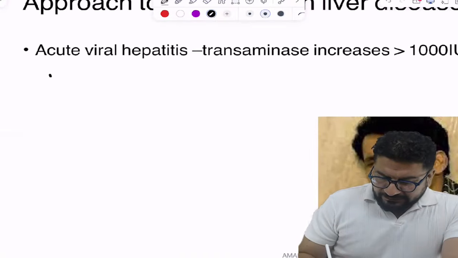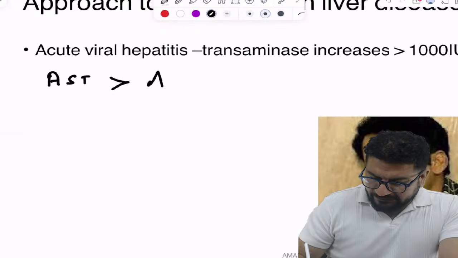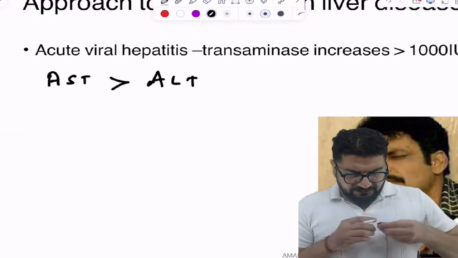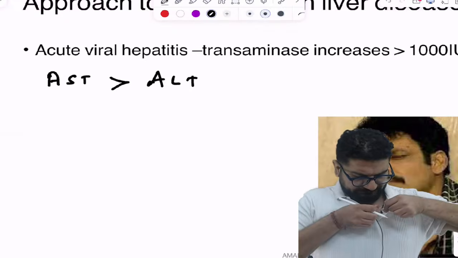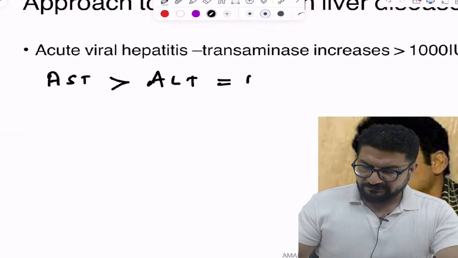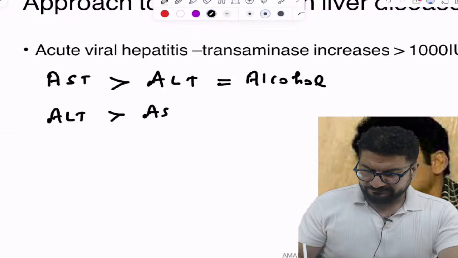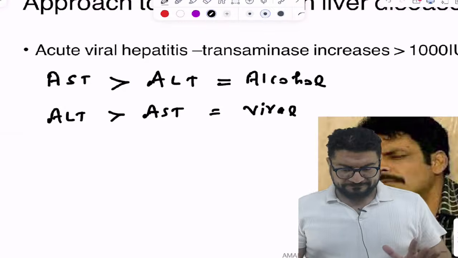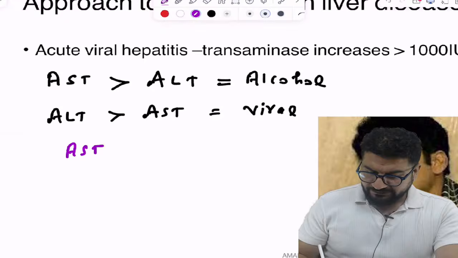In the MCQ if you see AST-ALT value, suppose AST value is more than ALT, अगर AST की वैल्यू ALT से ज़्यादा है then more likely this is due to alcohol, and when ALT value is more than AST then this liver damage is because of viral. Simple. So what is important for this? What we calculate is the AST-ALT ratio.